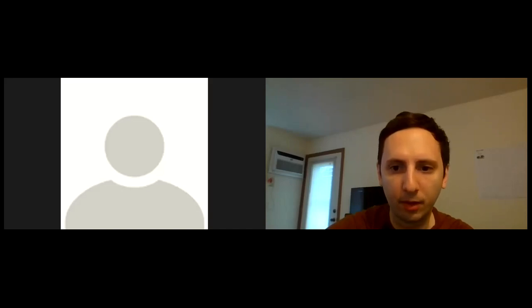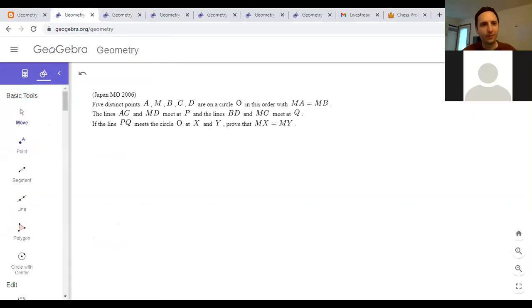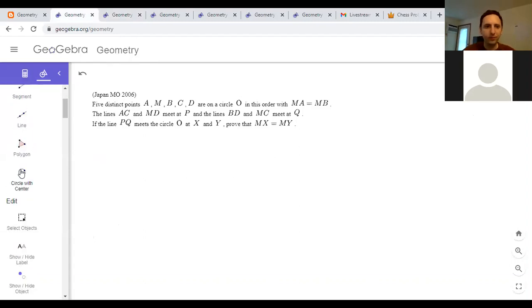So I'm going to share my screen. Hold on just a second. Let me find it. Can you see my screen? Oh, yeah. All right, so here's the first problem. So I'm going to maximize it.